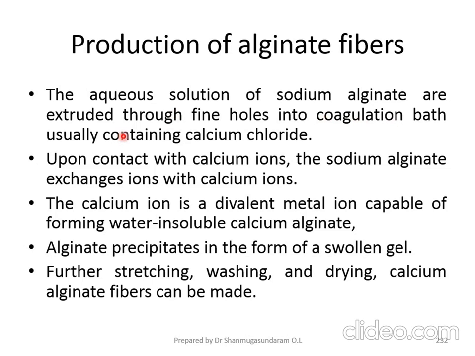So what does the coagulation bath contain? It contains calcium chloride. Whereas in viscose fiber, the coagulation bath contains sulfuric acid, zinc sulfate, and other chemicals. But here your coagulation bath contains calcium chloride. So once the fiber comes in contact with the calcium ions, what will happen? The sodium alginate exchanges ions with calcium ions.